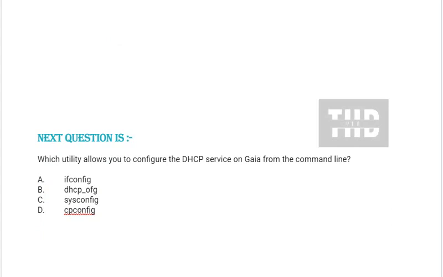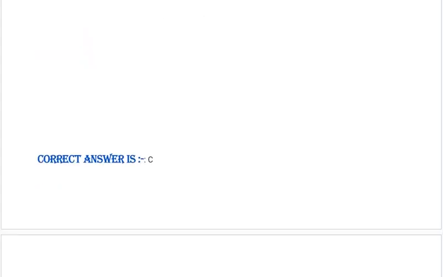Next question is, which utility allows you to configure the DHCP service on GAIA from the command line? Now see the options. Option A, B, C and option D. Correct answer is option C.